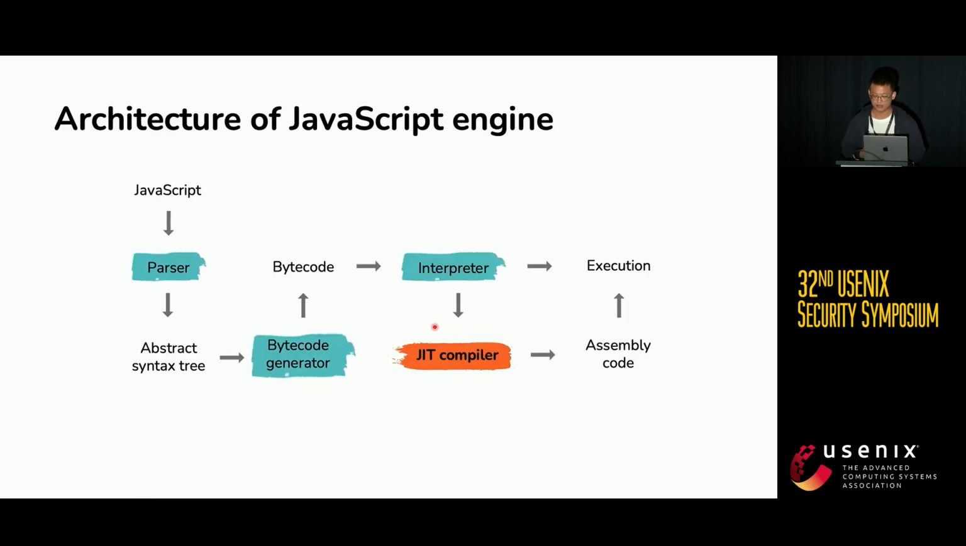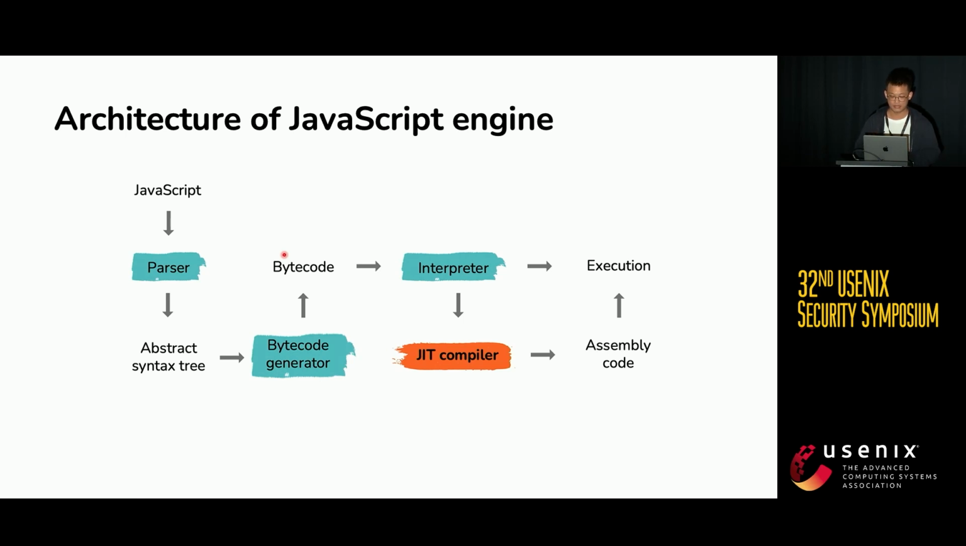Here is the general architecture of the JS engine, which contains 4 key components. Firstly, the JavaScript source code will be parsed by the first component, the parser, into the abstract syntax tree, aka the AST, and the AST will be converted to bytecode using the bytecode generator.